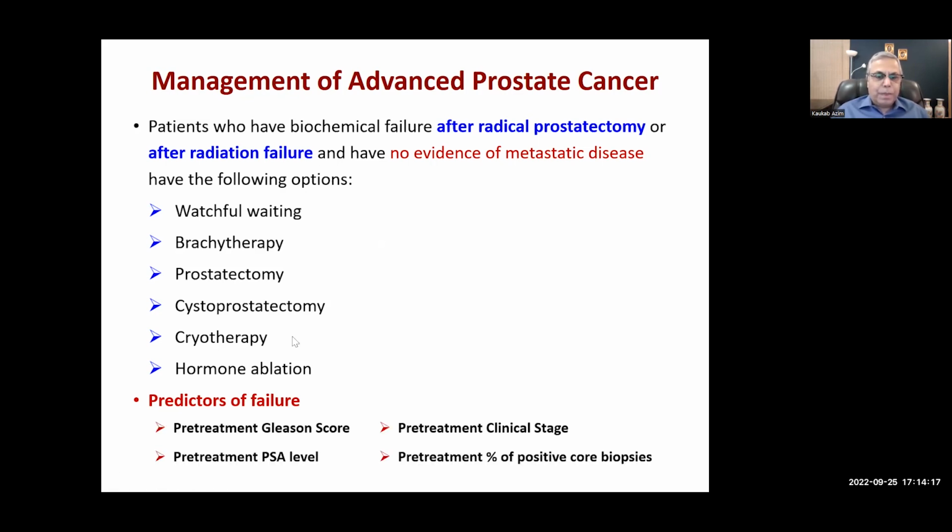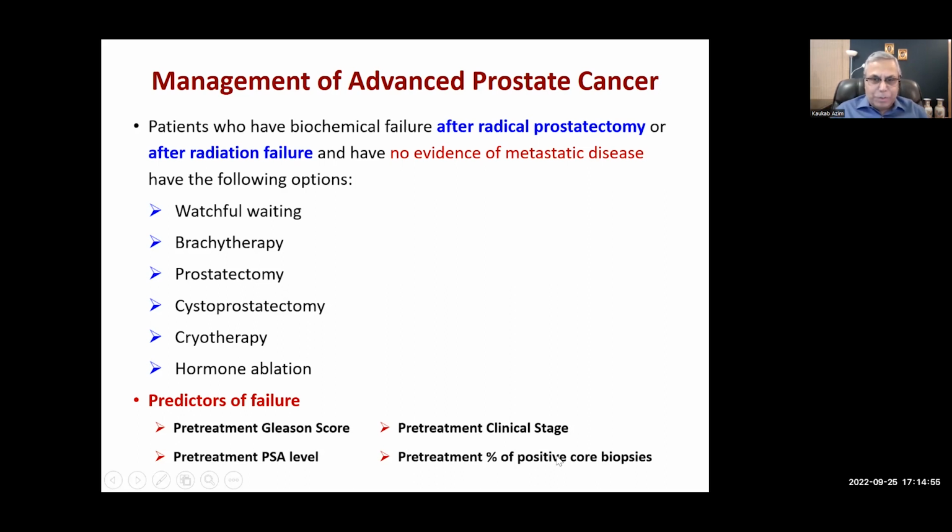It depends upon, again, pre-treatment Gleason score. The higher the Gleason score, the worse it is. Pre-treatment clinical stage, if it is metastatic, if it has gone into the lymph nodes, it's not good. Pre-treatment PSA levels, I've given you 4 quartiles: below 22, 22 to 50 nanogram per ml, 50 to 134 nanogram per ml, and more than 134 nanogram. The higher it is, the worse it is. And pre-treatment percentage of positive core biopsies.